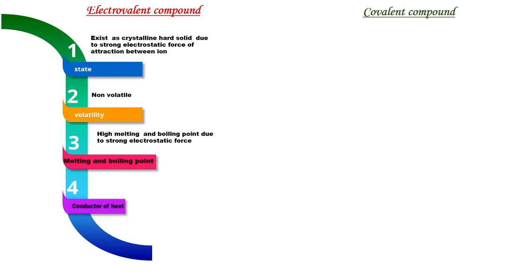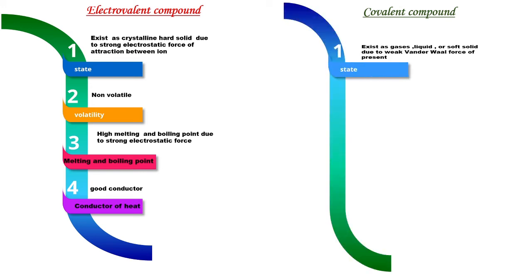Similarly, they are good conductors of heat because for conduction of heat you need ions, and as electrovalent compounds are itself formed from ions, the flow of ions is more, so they are good conductors of heat. Now in case of covalent compound, the state, they exist as gas, liquid or soft solid because of the weak van der Waals force of attraction present between the molecules. Molecules have weak force of attraction between them, hence covalent compounds are generally gaseous and liquid.